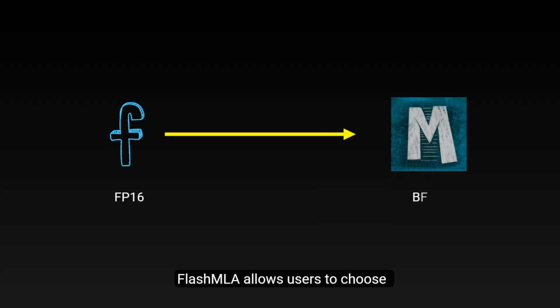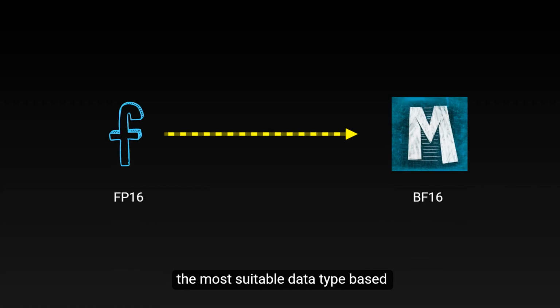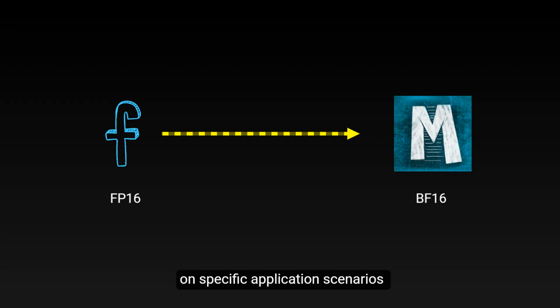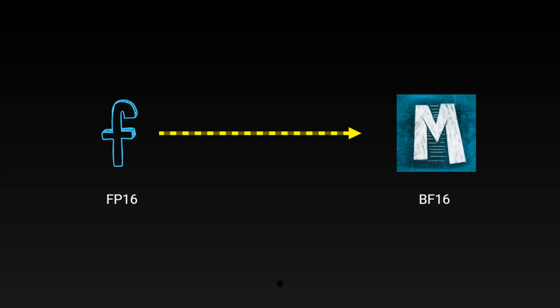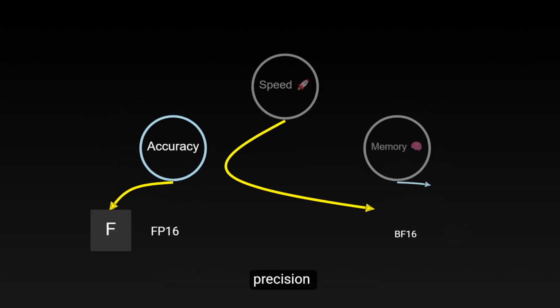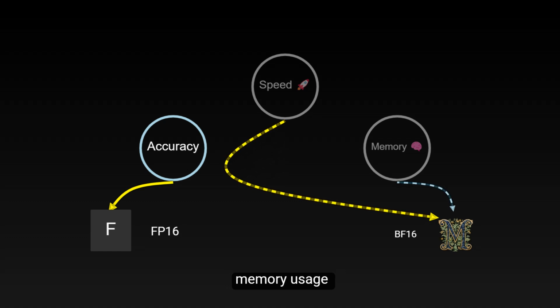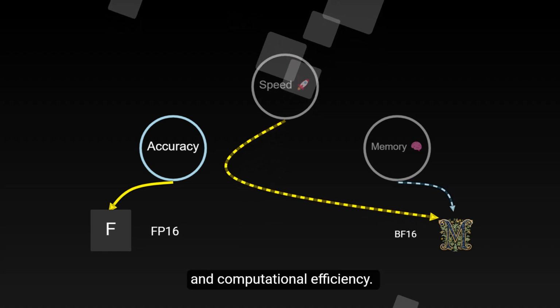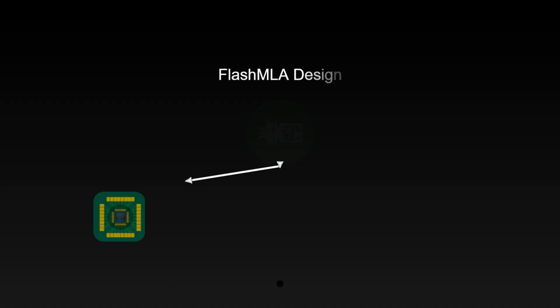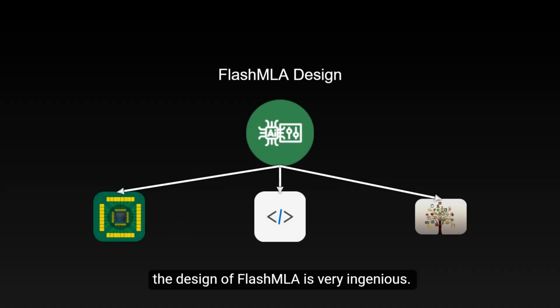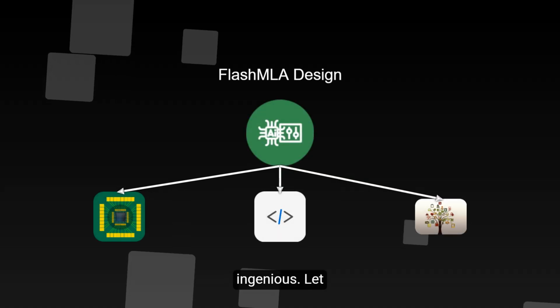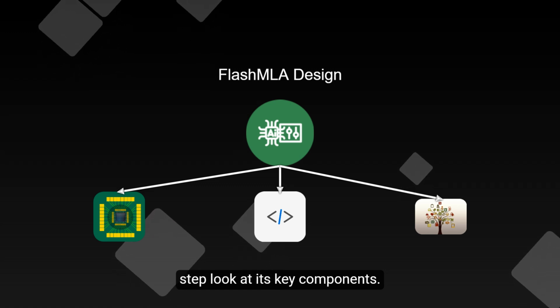By supporting these two formats, FlashMLA allows users to choose the most suitable data type based on specific application scenarios, achieving the best balance between precision, numerical range, memory usage, and computational efficiency. From an implementation perspective, the design of FlashMLA is very ingenious. Let's take a step-by-step look at its key components.